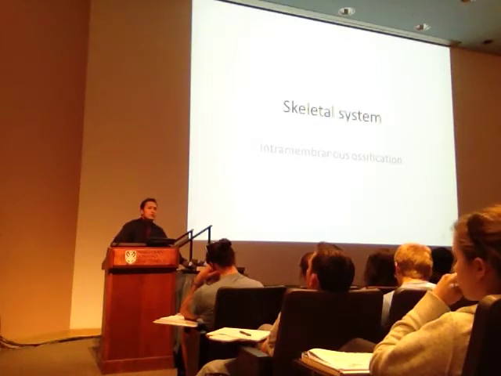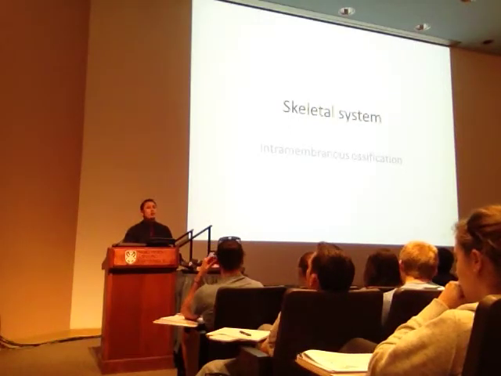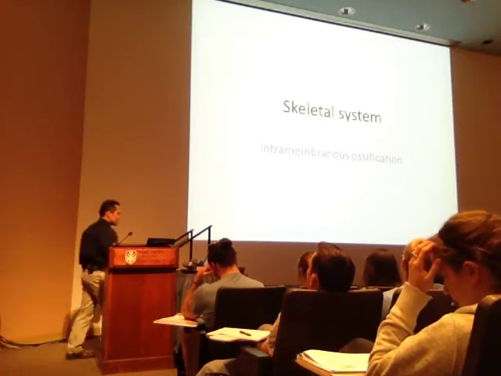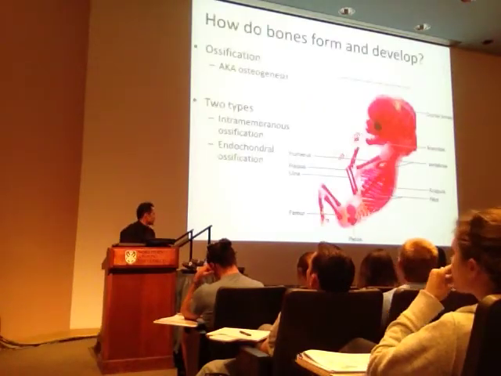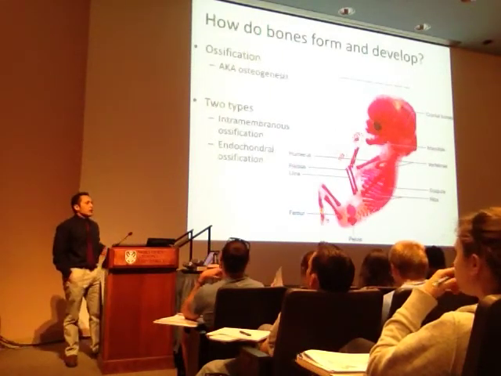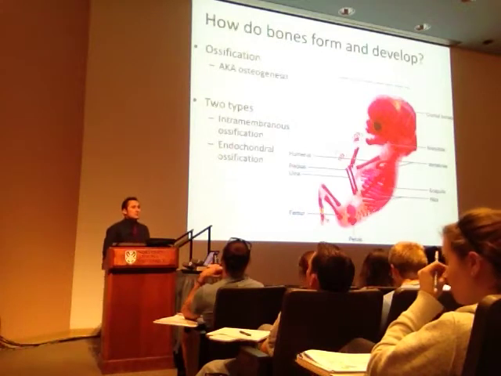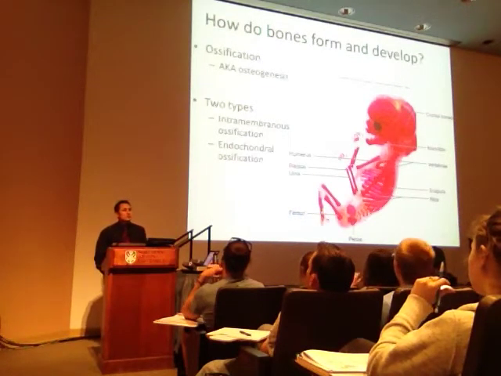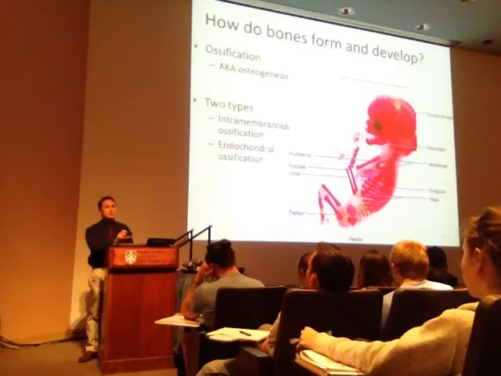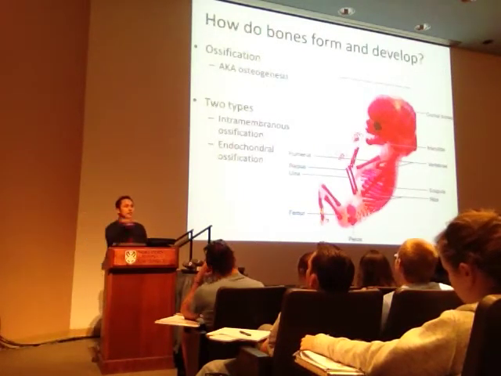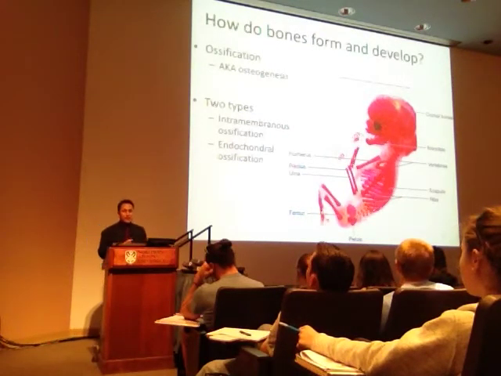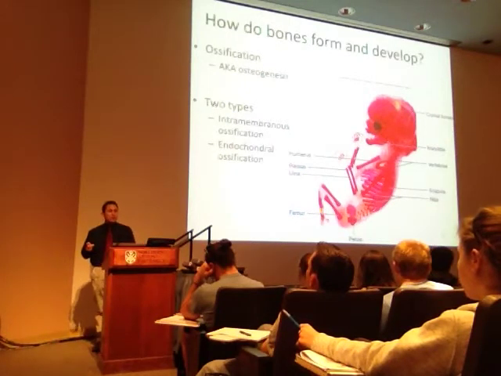Okay. Let's talk about how the bones are made. There's two main processes, two main mechanisms that we're going to go over. These are how bones form and develop. We call this process osteogenesis or ossification. Osteogenesis meaning bone formation, ossification meaning hardening or calcification. We have two main types. We have what we call intramembranous and we have endochondral.